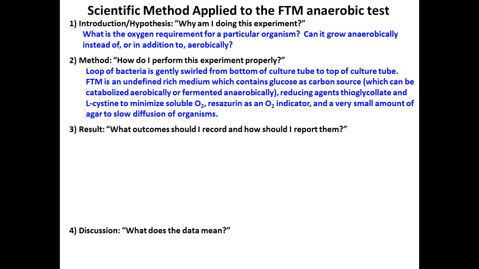So how are we testing this? A loop of bacteria is gently swirled, right? As I said, we probably swirled too much and introduced a little too much oxygen into our tubes. The culture tube, the FTM, is an undefined rich media which contains glucose as a carbon source, which can be used to break down aerobically, or it can be fermented anaerobically. So the reducing agents, as we said, remove the oxygen, right? The resazurin lets us know where the oxygen actually is in these tubes, right? And the agar helps slow the diffusion, again, of the oxygen into those tubes.